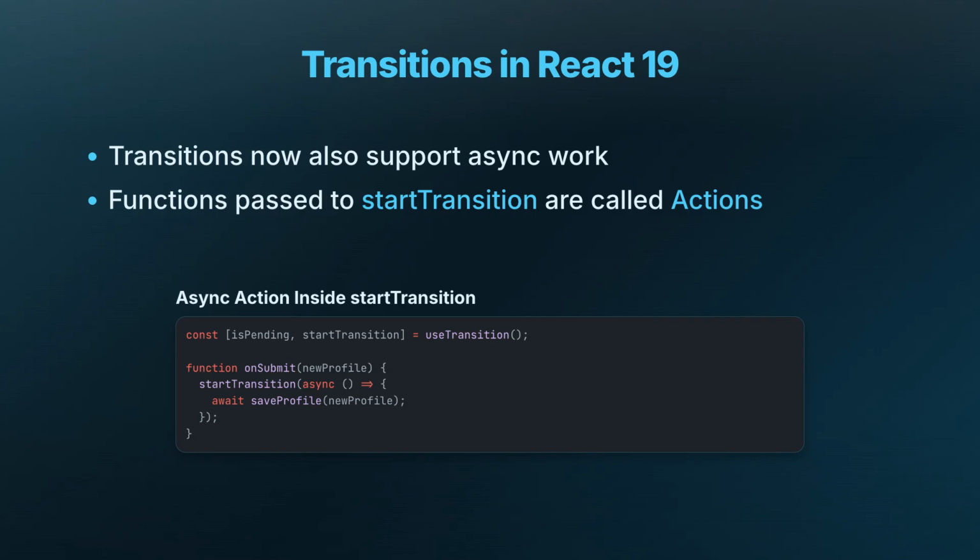So far, we've looked at transitions as the way to control how React schedules rendering work. In React 19, transitions go a bit further. startTransition can now also accept async functions. Functions passed to startTransition are called actions. These functions often perform async work, for example, saving data or submitting a form, while React handles the transition. In this video, I wanted to focus on how transitions work. In the next video, we'll take a closer look at actions and how they build on top of transitions.